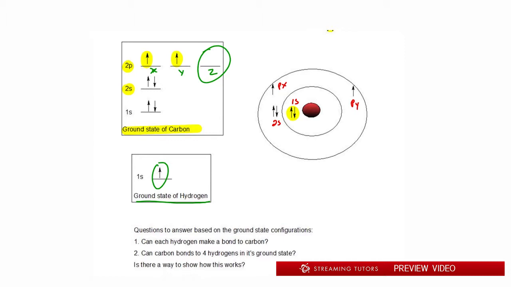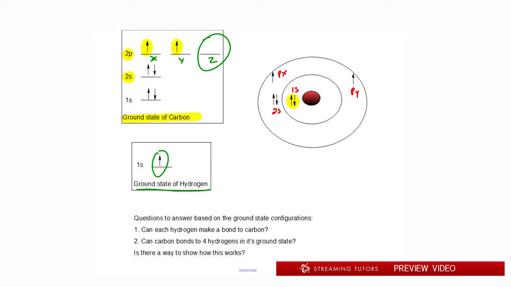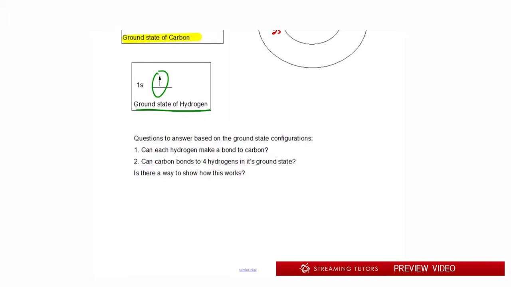But carbon's the problem. So here are the questions that we're going to face and we're going to answer. The first thing is, can hydrogen make a bond? The answer is yes. We know that it can. I just explained it to you. Can carbon make 4 bonds? No, not in its ground state. It can make 2 bonds. It could make a 3rd bond if someone was willing to give 2 electrons and put it into carbon's empty p orbital, but it can't do it by itself.